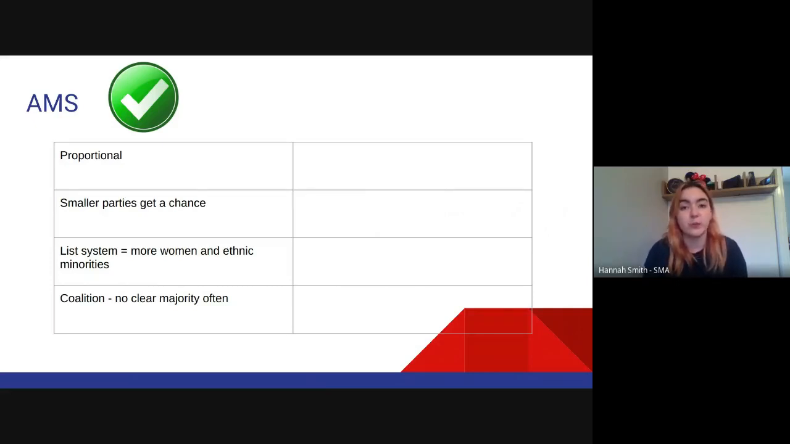We also know smaller parties get a chance. In 2016, the Green Party stood candidates in the majority of constituencies in Scotland. However, they didn't win any constituency seats, but they did get quite a lot of the vote percentage and ended up with 6 MSPs. The list system also allows for more women and ethnic minorities to be represented.